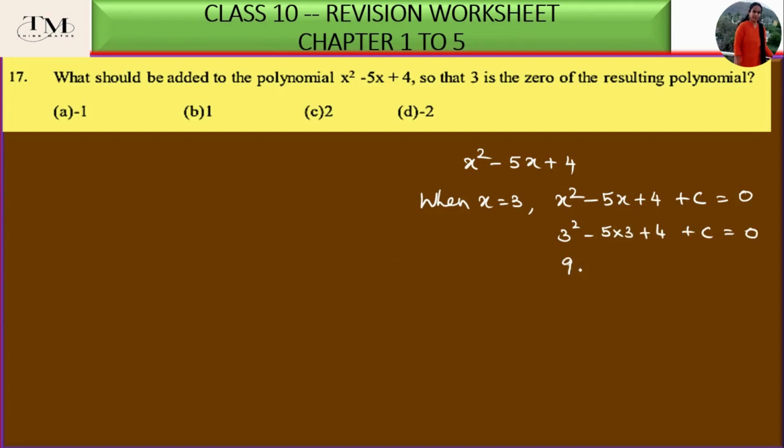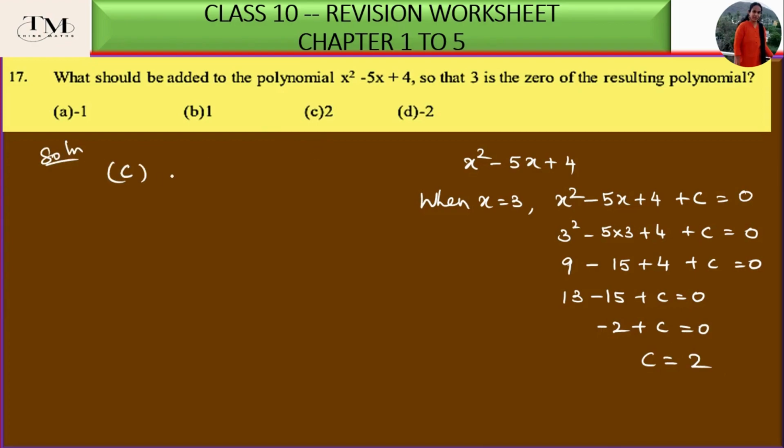3 square is 9 minus 5 3s are 15 plus 4 plus c equal to 0. So 9 plus 4 is 13 minus 15 plus c is equal to 0. 13 minus 15 is minus 2 plus c equal to 0. Then c will be equal to minus 2 will become plus 2. So option C is the right answer. So C, 2, is the right answer.